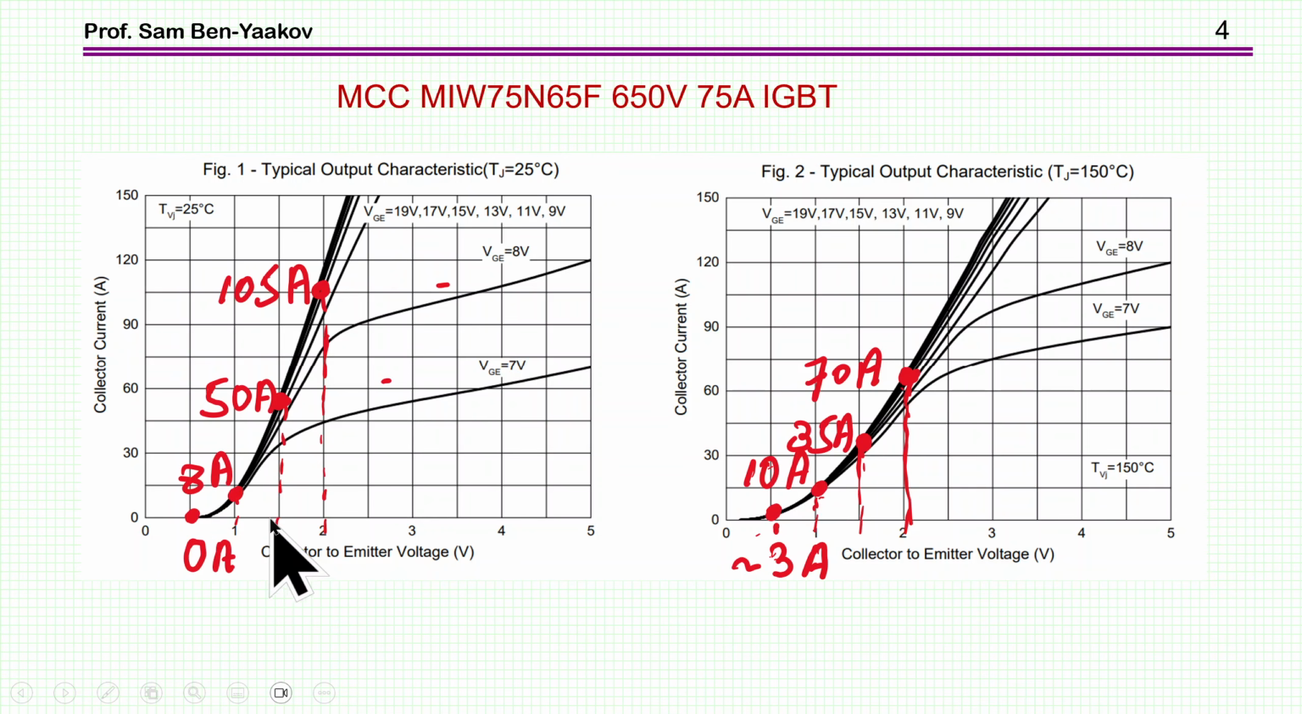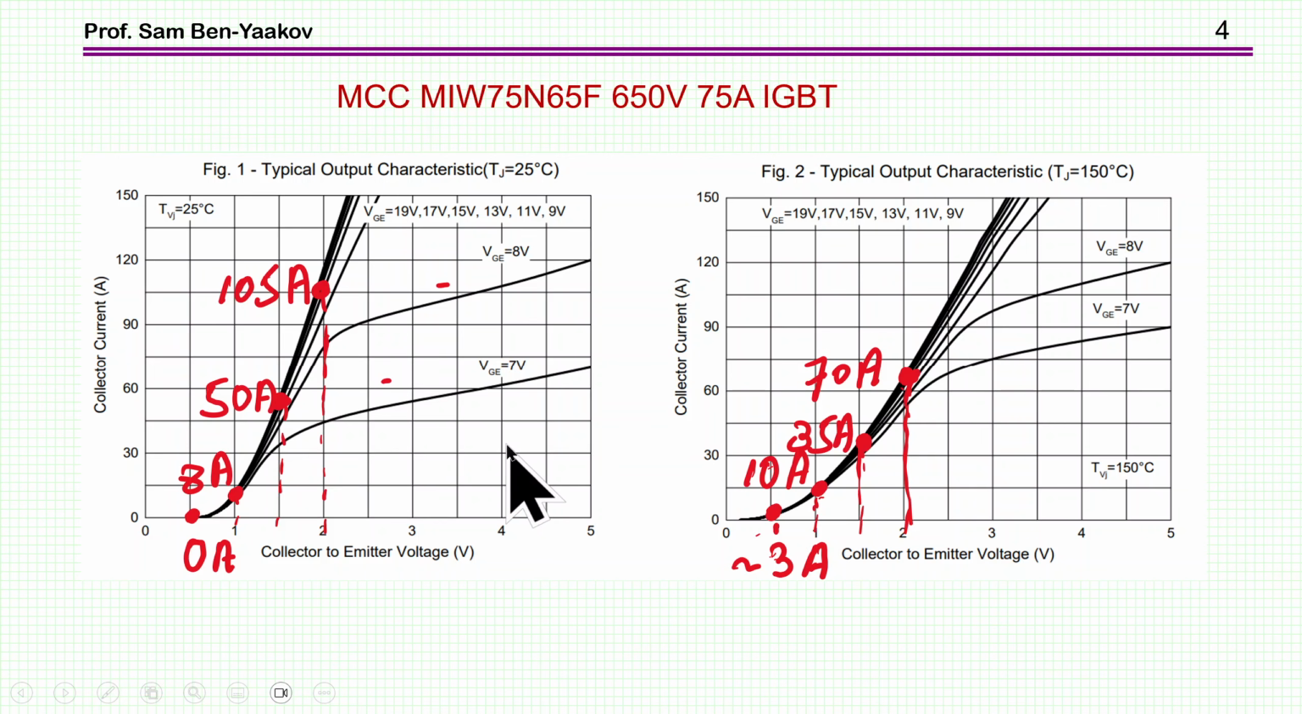But look at this. At 1 volt here, it's 50 amp, and here at 1 volt, it's 35, so it's lower. So it's sort of swinging the direction. And then at 2 volt, it's 70 amp at 150 degrees and more than 100 here. So at the beginning, the current at 25 degrees is lower than the current at the high temperature, and then it is reversed.